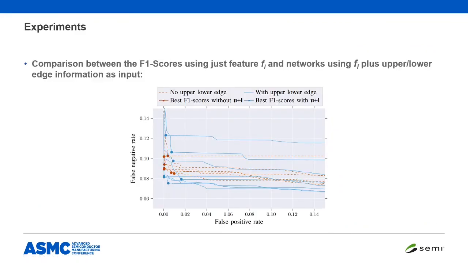Comparing the F1 scores of the networks using the additional lower and upper edge information and not using this information, we see that most of the variants using the additional information can outperform their counterparts. Therefore, we assume that this information is valuable to the network and can improve the performance of the hair crack detection.